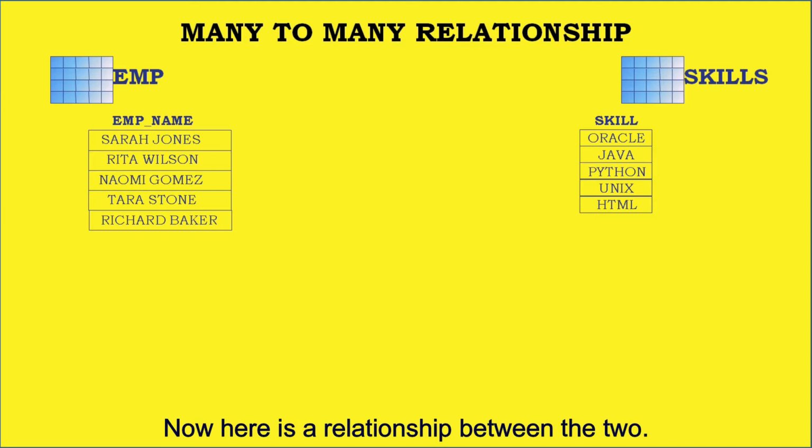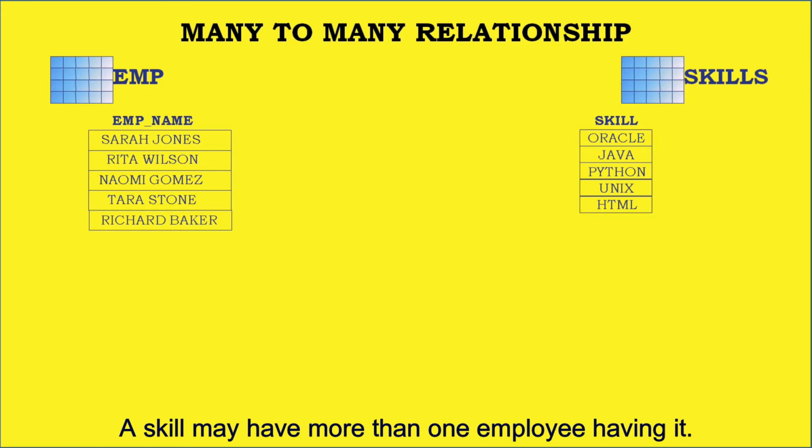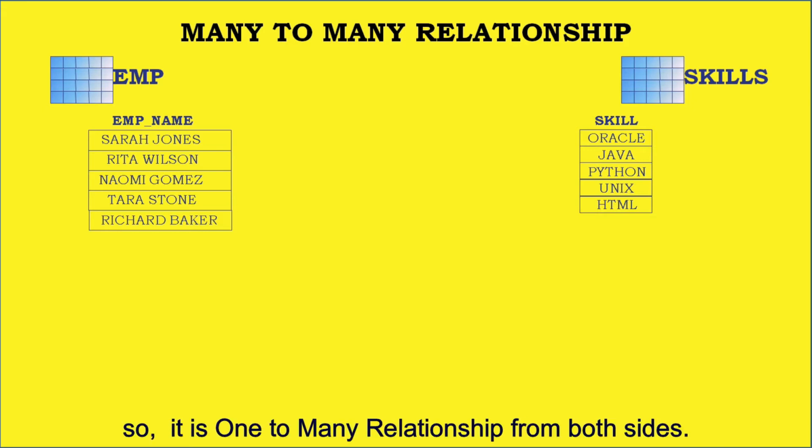Now here is a relationship between the two. An employee may have more than one skill. A skill may have more than one employee having it. So, it is one-to-many relationship from both sides.